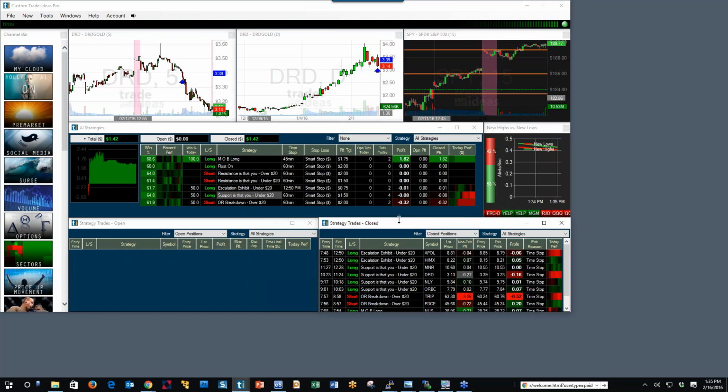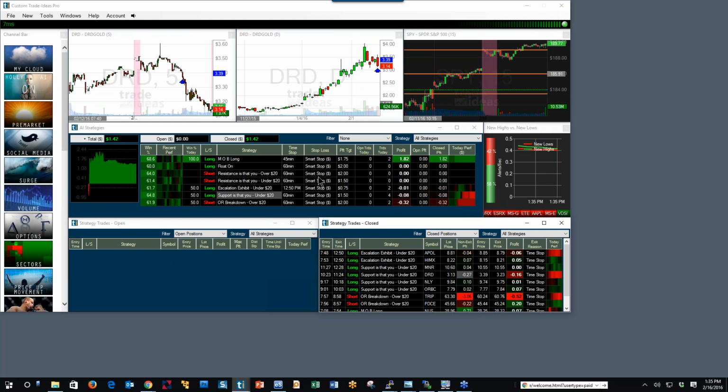Essentially, this is the channel view, and it gives you real-time signals during the day. When a new trade is initiated, it populates here in the open positions. It lets you know, based upon what strategy it was, your expected hold time, your stop loss, and your profit target. So it tells you right up front what these different metrics are.